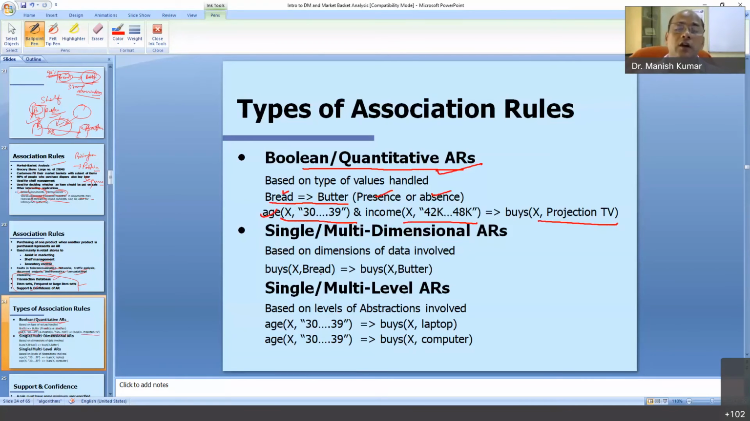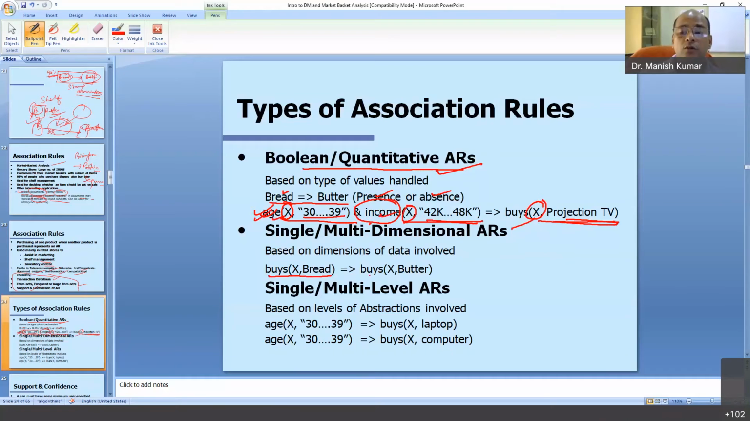then you'll find that I'm talking about a person X having age between this, the same person X having income between this, having a strong association that the same person can go for buying a projection TV. So I can have such associations as well. This is known as multi-dimensional association, where you can see that 3 dimensions are used: age, income, and buys.